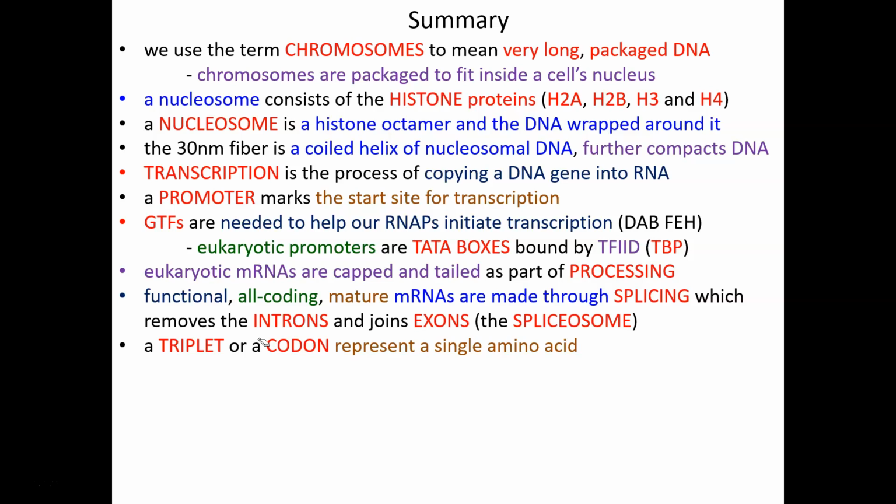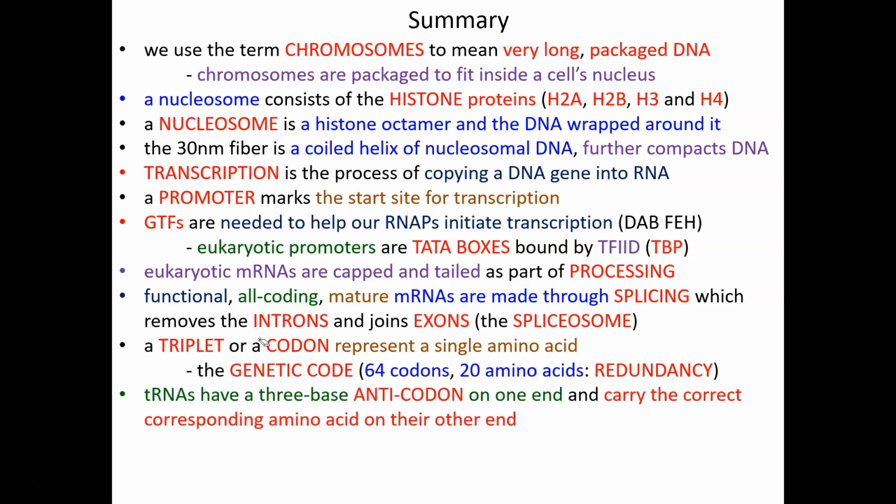We read the code of messenger RNAs in triplets or codons, groups of 3 nucleotides that in that group of 3 encode the information or represent a single amino acid. The genetic code is our nucleic acid to amino acid dictionary. There are 64 possible triplets, 20 amino acids, and that allows us to have redundancy in the genetic code, which gives us a buffer against mutations so that sometimes we can have a mutation at the DNA level that doesn't change the amino acid the codon calls for and thus doesn't change the protein.